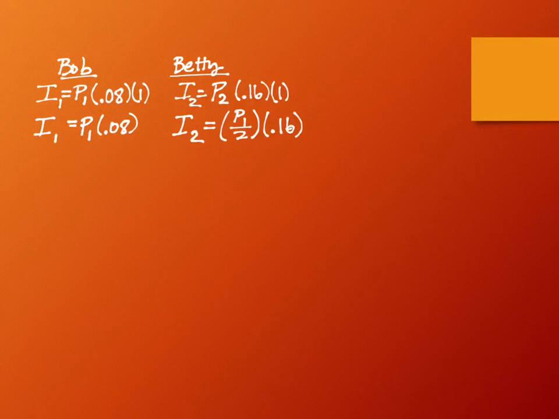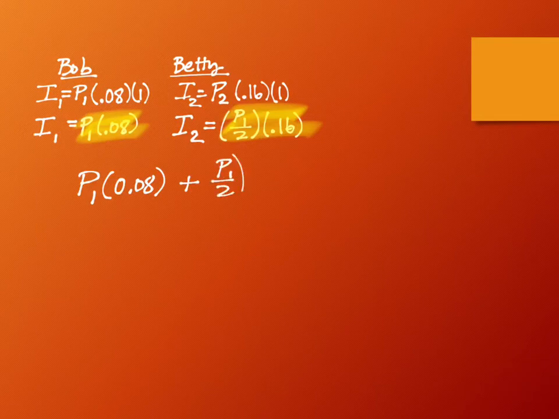And then it says when I add these interests together, namely when I add together this and this, Brent, the brother that loaned the money, makes a certain amount of money. How much money does he make? That was the $24. So this is the actual equation I have. It's P1 times 0.08 plus P1 over 2, or 1/2 of it, times 0.16, and it has to equal the $24 that he makes overall.